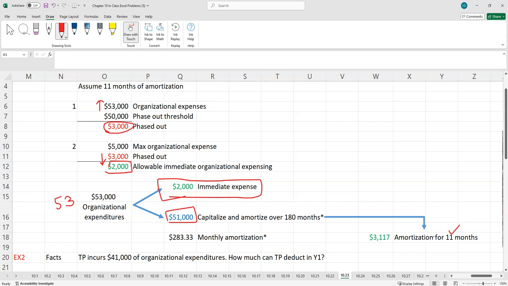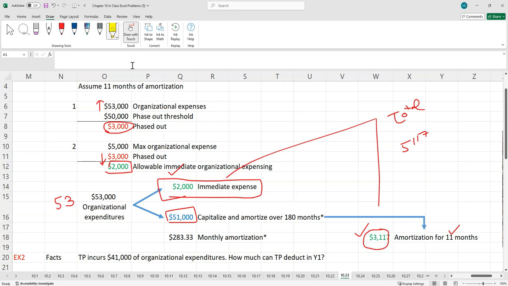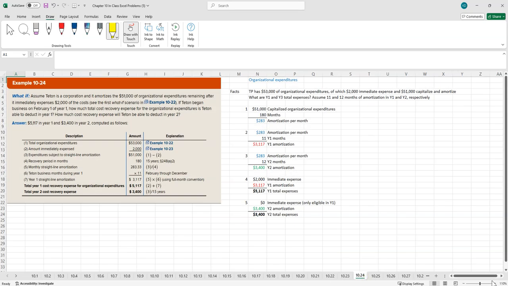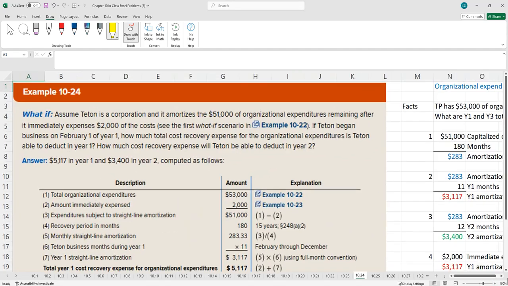There are 11 months in the year. Maybe this was in February. So there would be 3177. So in this case, our total expenses for the year would be 5117, what we get up front plus the amortization. Let's look at this amortization in 1024 so we know how to do that.